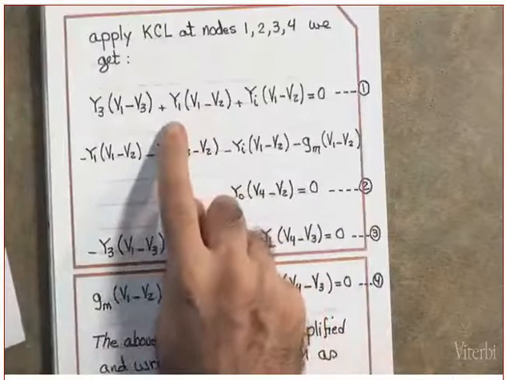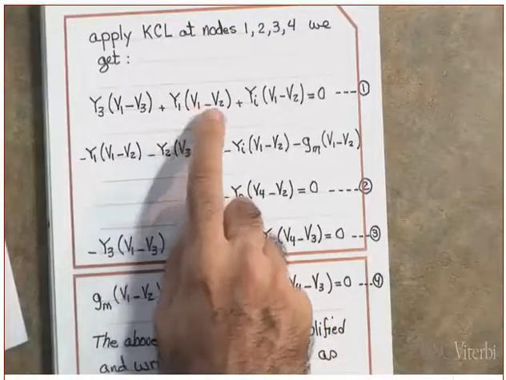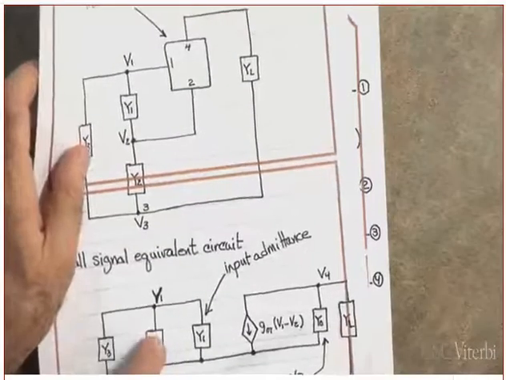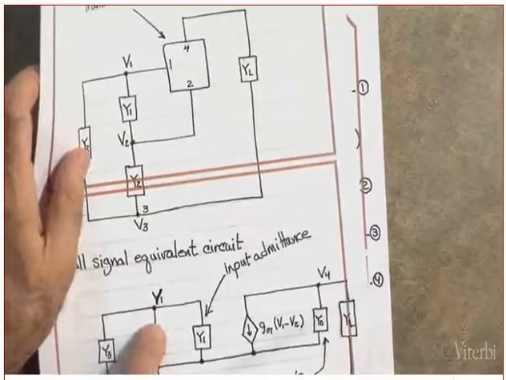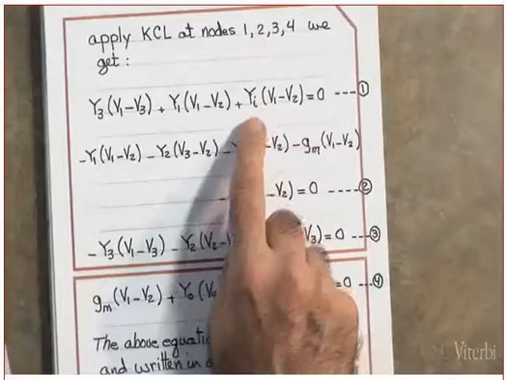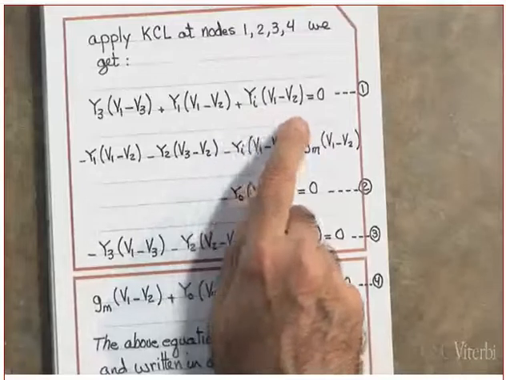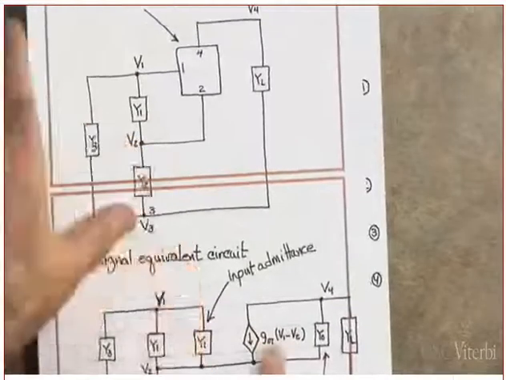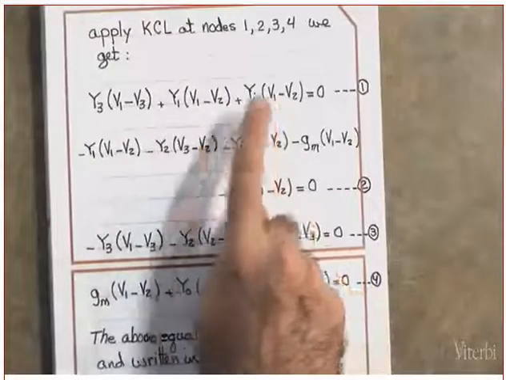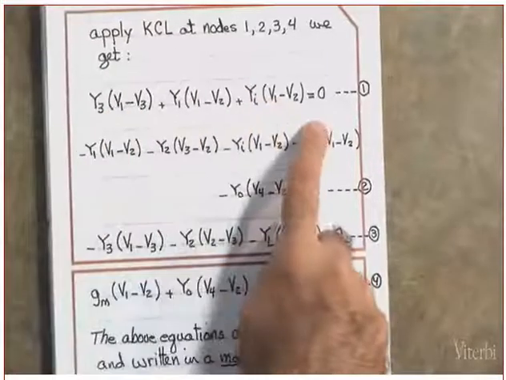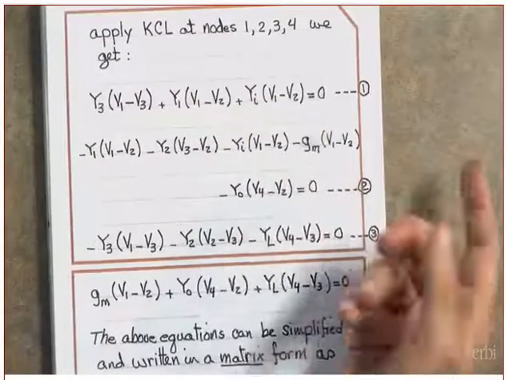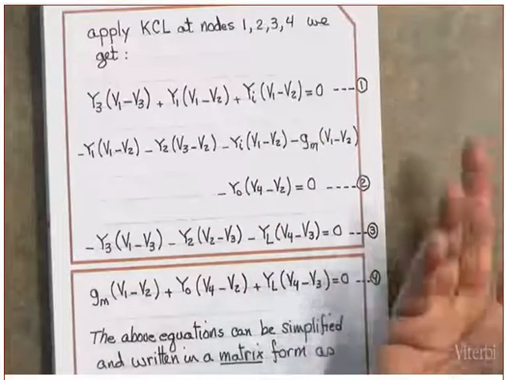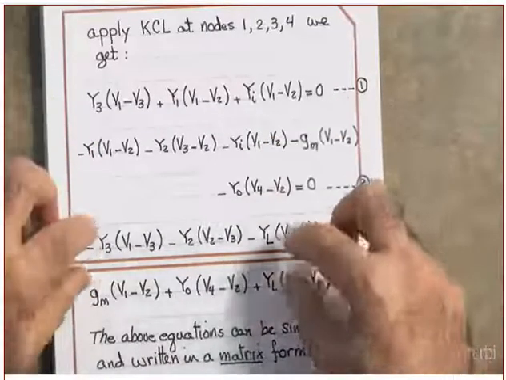Okay. What is the second one? Y1 times V1 minus V2. What does that give me? It gives me the current here. Did you get my point or not? Okay. This one, Y1 times V1 minus V2. Where is that? That's this one. This current, plus this current, plus this current has to be equal to 0. Do you understand that or not? That's Kirchhoff's law. Clear?